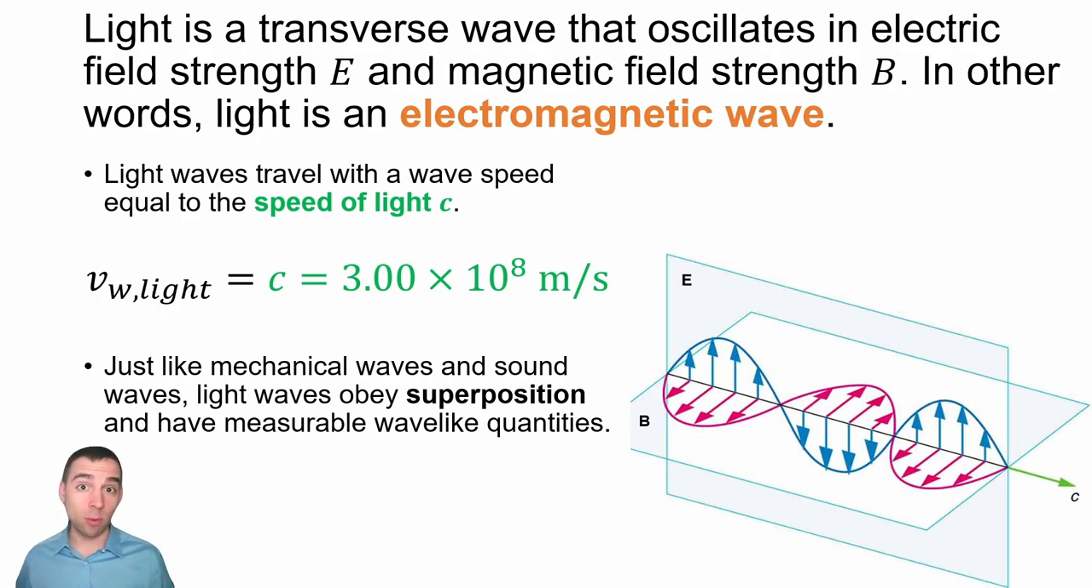And these waves travel with a wave speed, and the speed of light waves we call the speed of light, C, which is this constant value 3 × 10⁸ meters per second. That's how fast light waves travel in a vacuum.